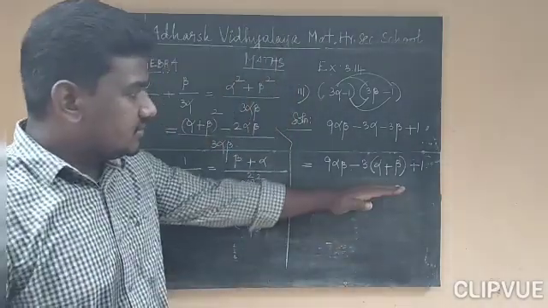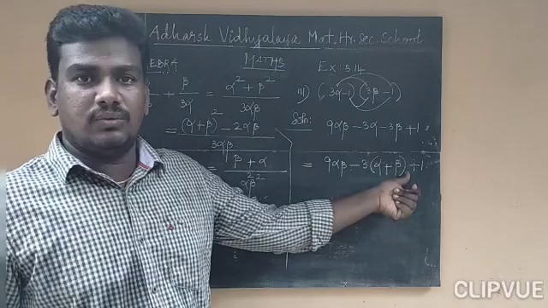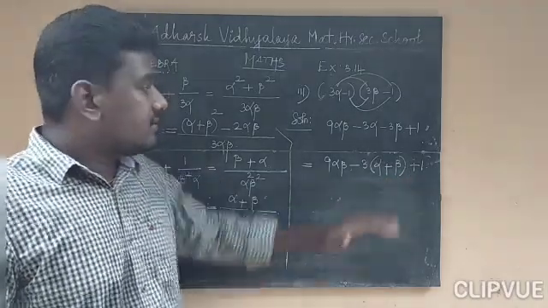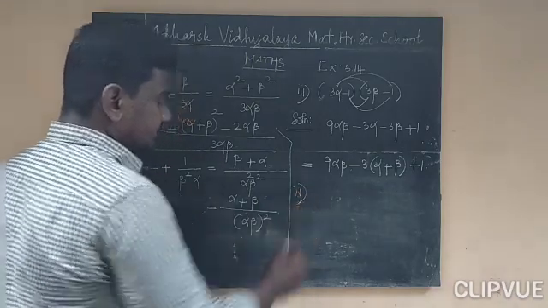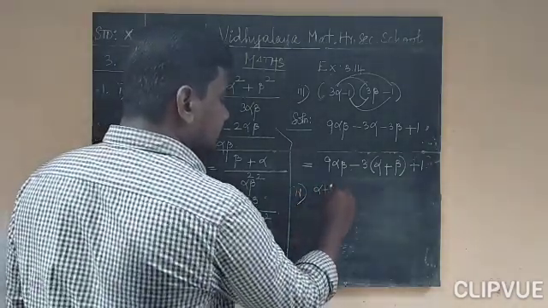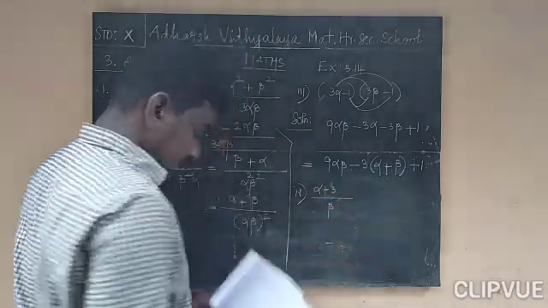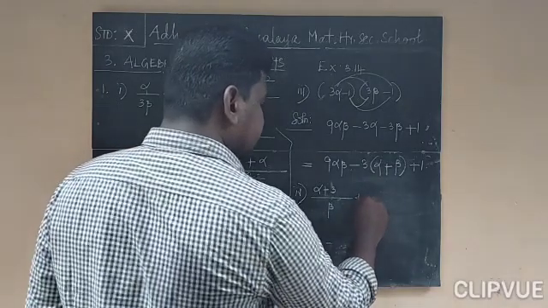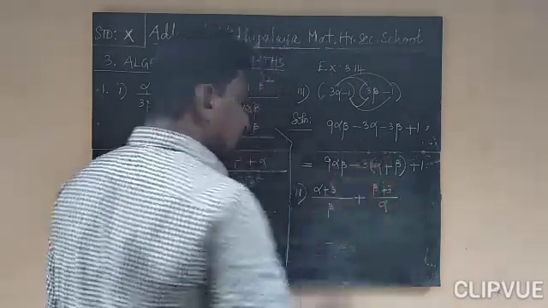Look at this expression. This expression contains alpha beta and alpha plus beta alone. Okay, this is the required answer. Move to the next one. Fourth question. Alpha plus 3 by beta plus beta plus 3 by alpha.